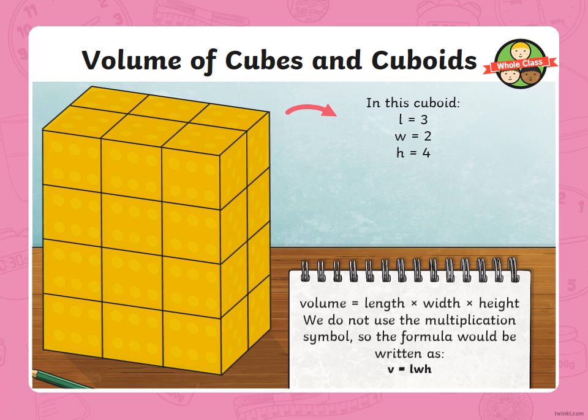In this cuboid, we have the length, which is 3. The width, you can see that's how far back it goes, that is 2. And the height, how tall it is, 4. So it's 4 cubes high. So if we multiply that length, width, and height together, we get 3 times 2, which is 6, and 6 times 4, which is 24. So our answer there is 24 cubes, and our volume then is 24 centimeters cubed, if each of those blocks are worth 1 centimeter cubed.